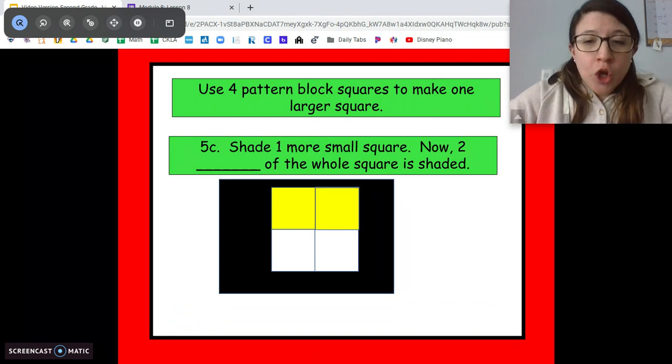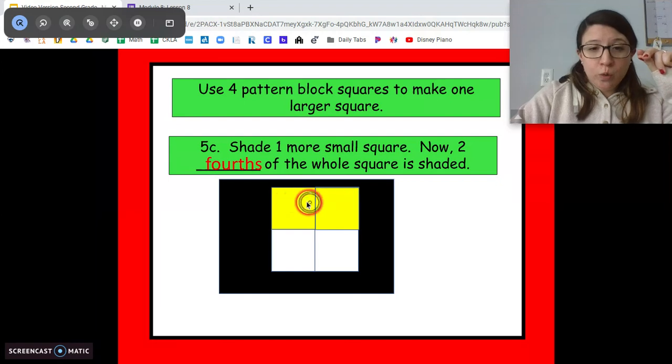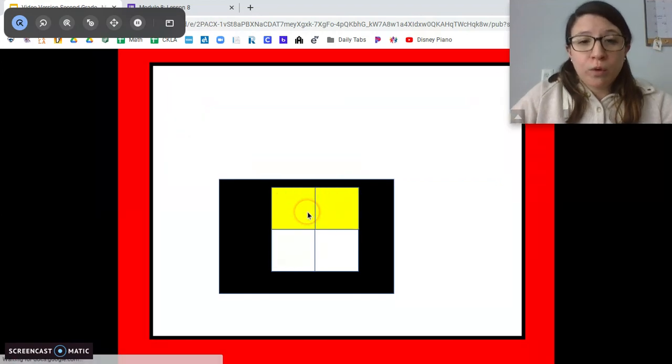Now we're going to take 2 squares. Now 2/4 are colored in. So we have 2 colored in. That's 2 of the 4 are colored in. 2/4 colored in.